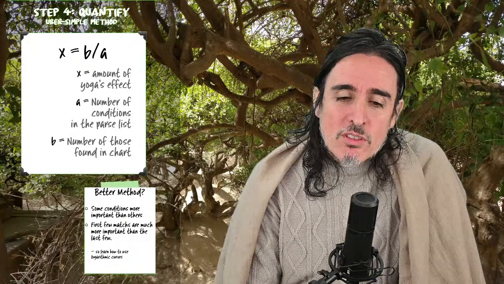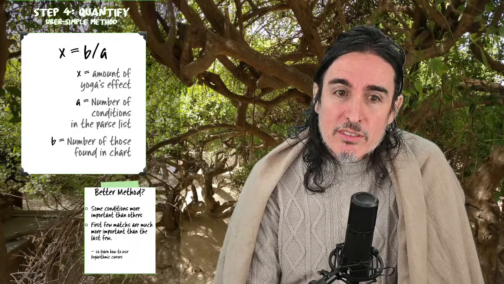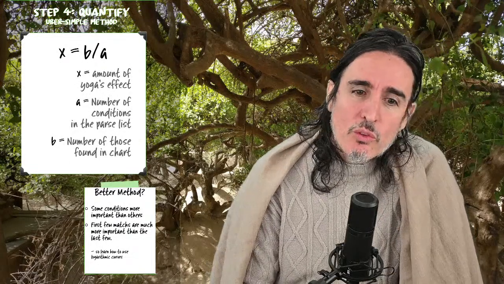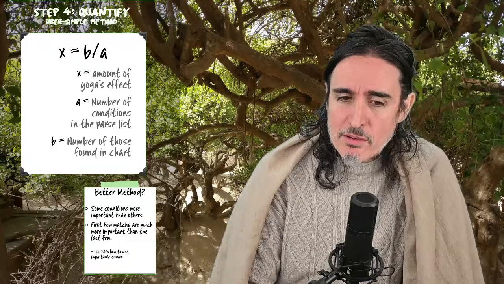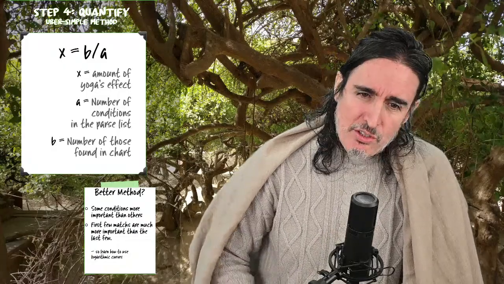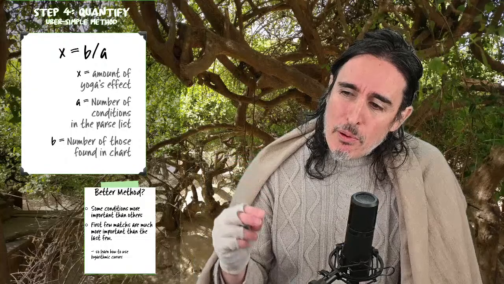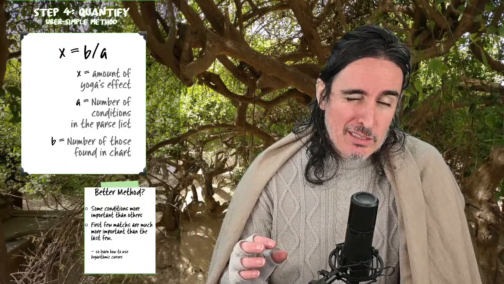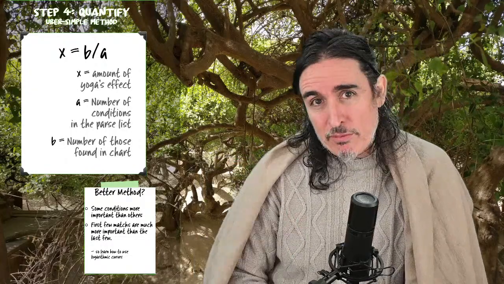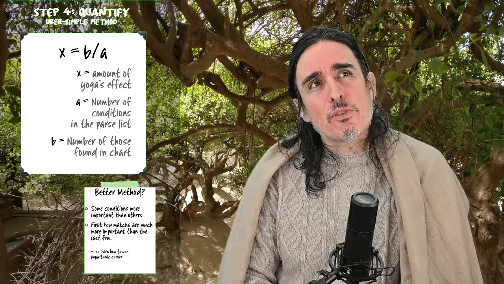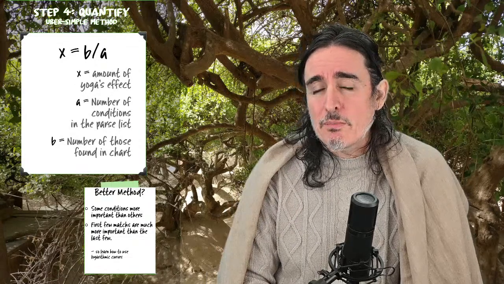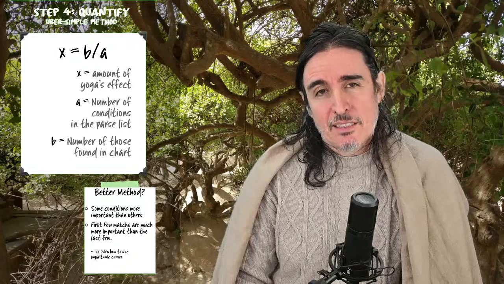But as soon as you are comfortable with this, think about better quantification methods. So the first thing that you should do is realize not every component of the yoga is equally impactful. Like in that example yoga of fatness, I think Jupiter being debilitated is probably the key.